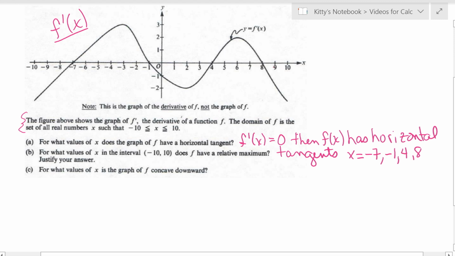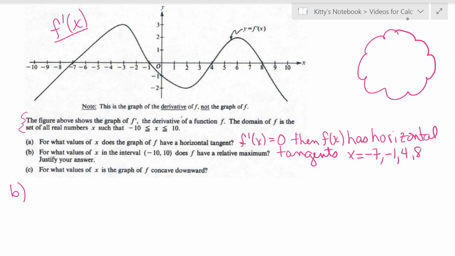Part B says, for what values of x does f have a relative maximum? Justify your answer. Well, let's say that I've lost my mind for just a minute and I forgot how to find a relative maximum using f prime. So what I'm going to do is get my thinking cloud over here and think about, okay, what kind of graph has a relative maximum? And I'm going to go to my favorite little graph, x squared. He's sad in this particular graph because he's upside down, but he is a relative maximum.